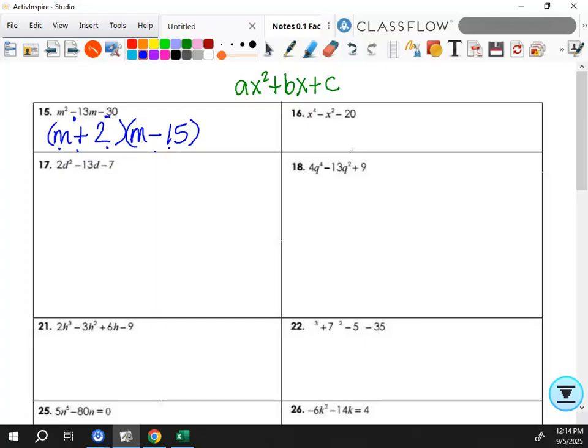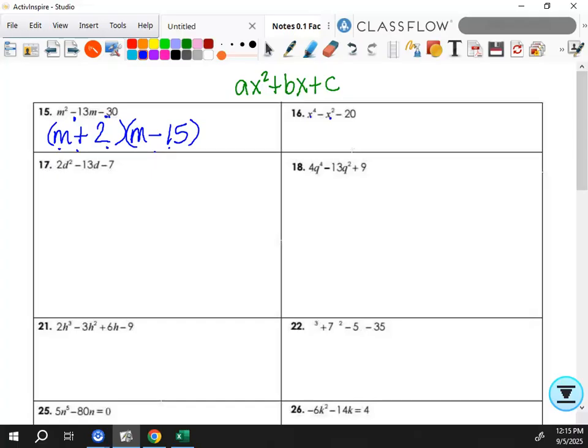We're good? All right, so number 16, that is not a quadratic. It's a 4th degree or a quartic, but it's set up like a quadratic. So I can factor it the same way. It does not make it any more difficult, as long as this is x to the 4th or whatever that is, and this exponent is half of that one, then we're good, and so it works.